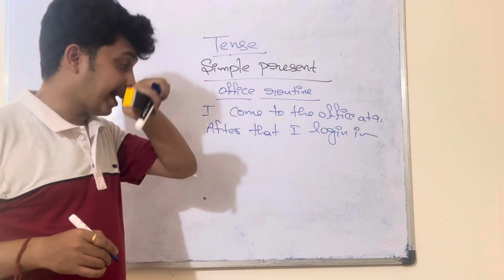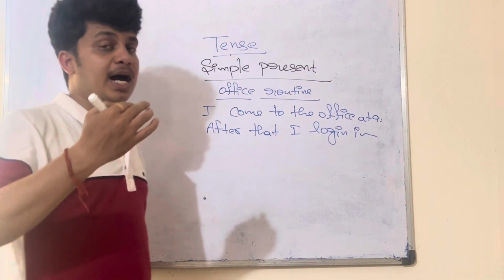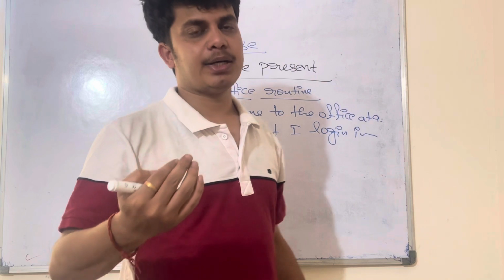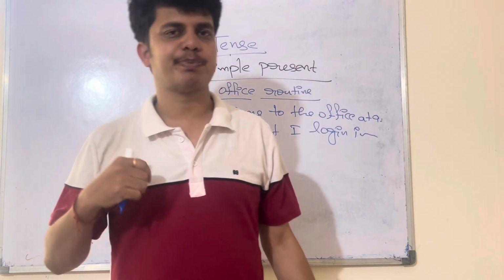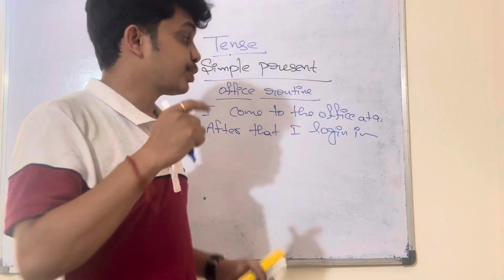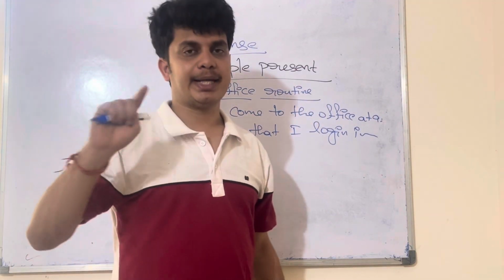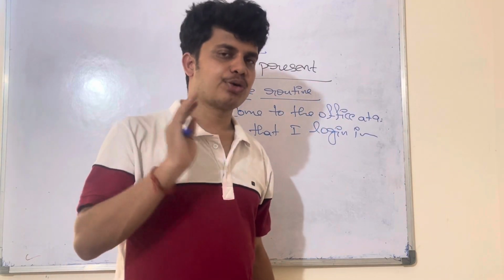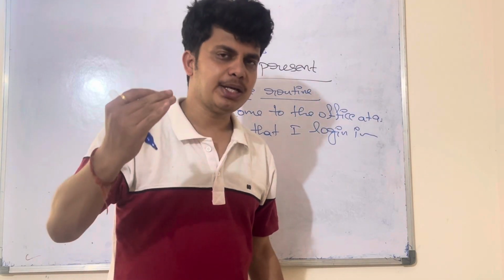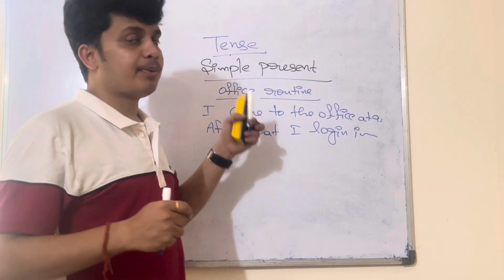Then I reply to them. After that I go to my cafeteria, I take a tea or coffee, then again I come back to my workspace. I work till 1. So from 1 to 2 I take my lunch. From 2 to 6 again I work, and at 6 o'clock I log out, and then I go back to my home. So this is how you need to tell about your office routine.